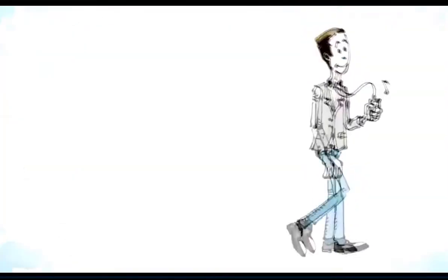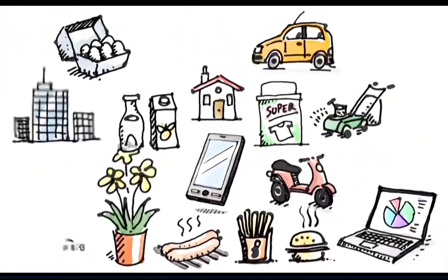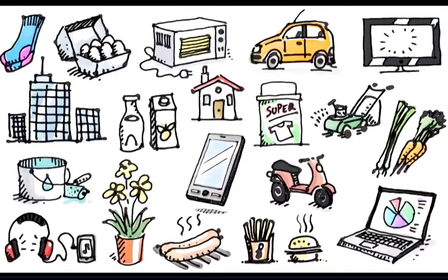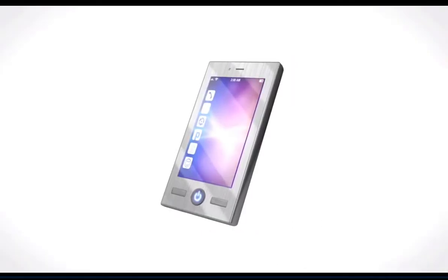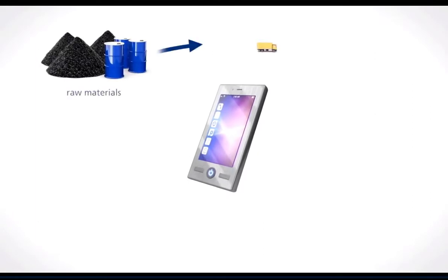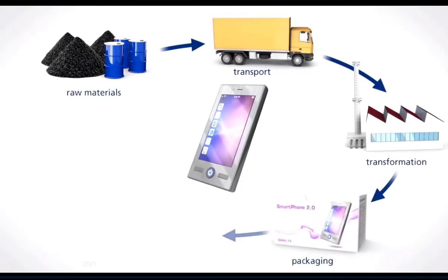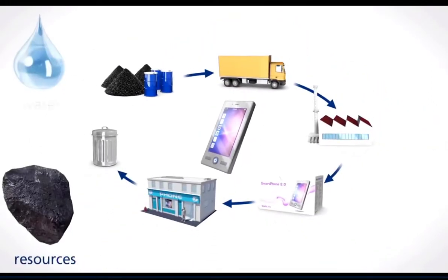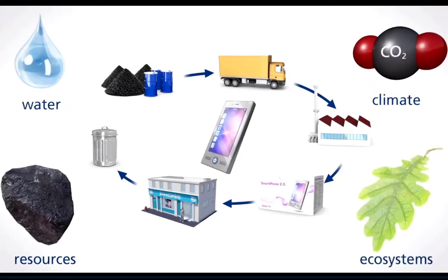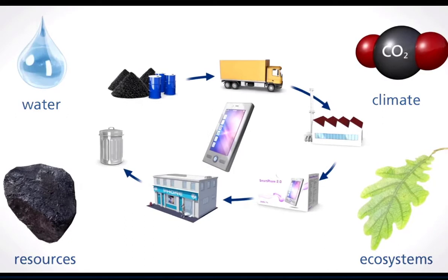To control and reduce our footprint, can we really go back? That's not easy. Then let's move forwards. How can we make everyone comfortable without destroying our environment? Let's have a closer look. Products and services can be broken down into several phases. The life cycle steps: extraction and production of raw materials, transport and transformation, packaging and distribution, consumption or use, and end-of-life management. And each step of the life cycle interacts with the environment, resources, water, climate, and ecosystems.